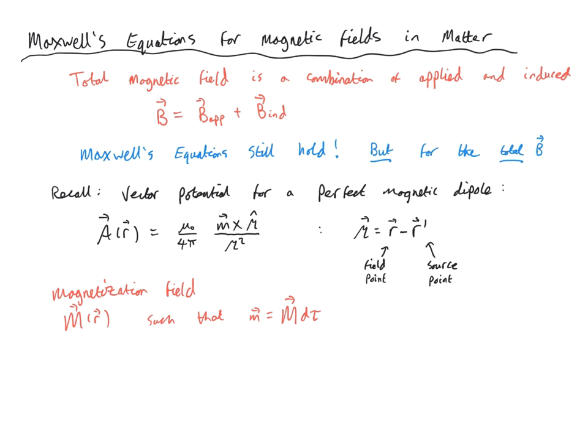So if we want to know the vector potential due to an entire magnetized object, such as a piece of ferromagnet or whatever, then we need to integrate all of these perfect magnetic dipoles over the whole material. So we write that our perfect magnetic dipole moment is the magnetization field d tau, and then we integrate over the volume d tau.